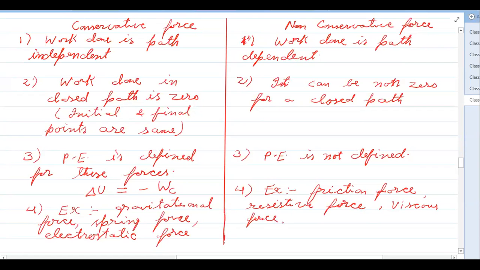and induced electric field force. Okay, so these are the basic differences between conservative and non-conservative forces.